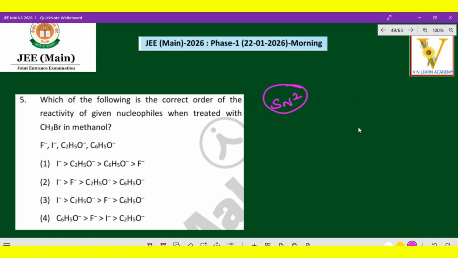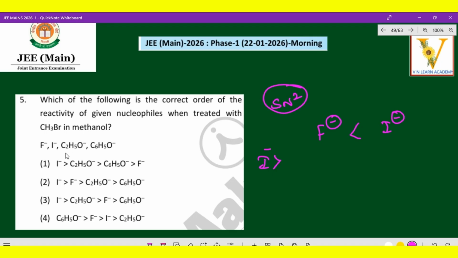When we consider F minus, it is smaller in size, and I minus is larger in size. So here the nucleophilic reactivity will increase with the size of the anion. I minus increases the nucleophilicity comparatively to fluorine. So I minus is greater than F minus.